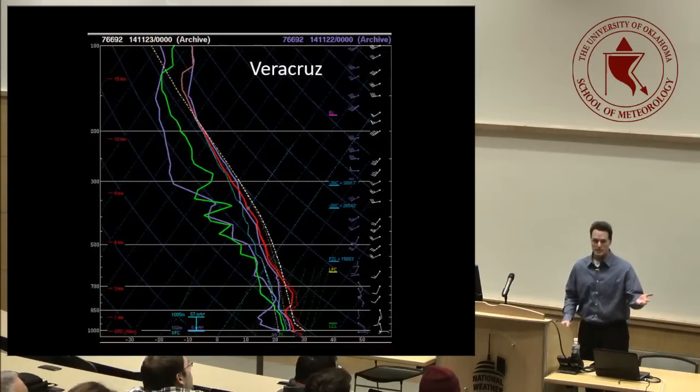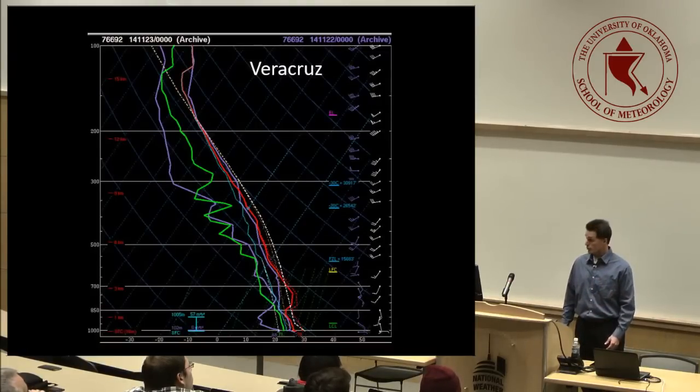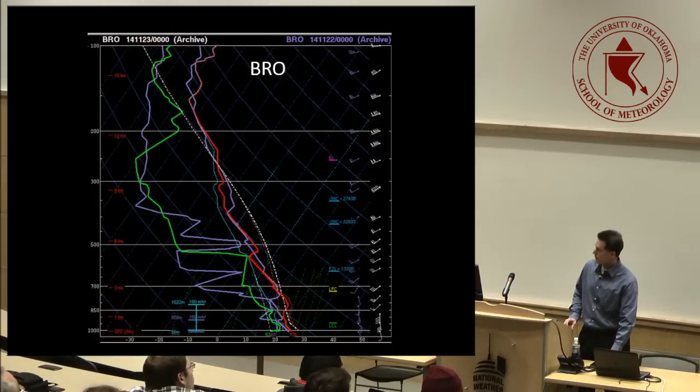Now, in this one, we were missing the Cancun sounding, but it doesn't really matter. They're down deep in the tropical air. Veracruz is now starting to look almost tropical with a low 70 dew point. 71 degrees is what that is at the surface. Looks a little bit like Cancun did the day before.